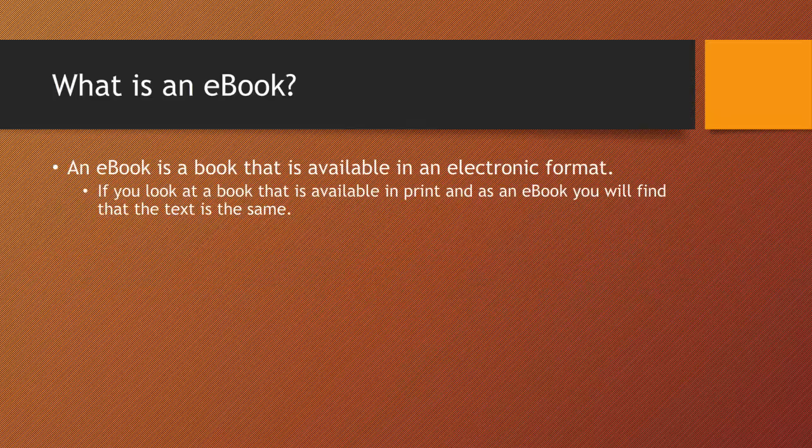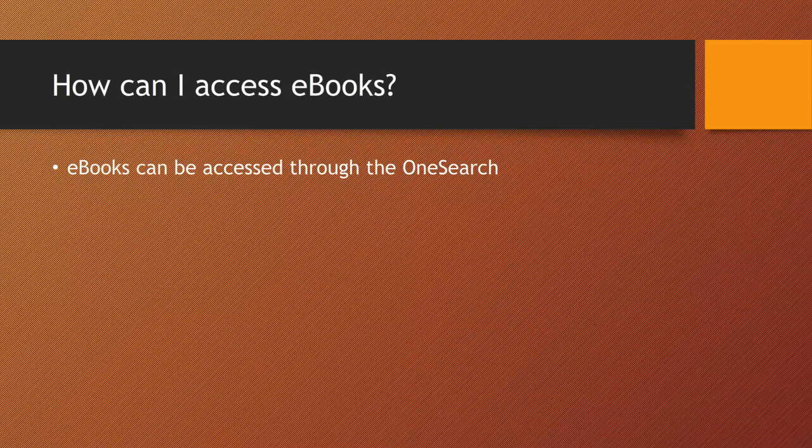eBooks, what they are and how to use them. What is an ebook? An ebook is a book that is available in an electronic format. If you look at a book that is available in print and as an ebook, you will find that the text is the same.